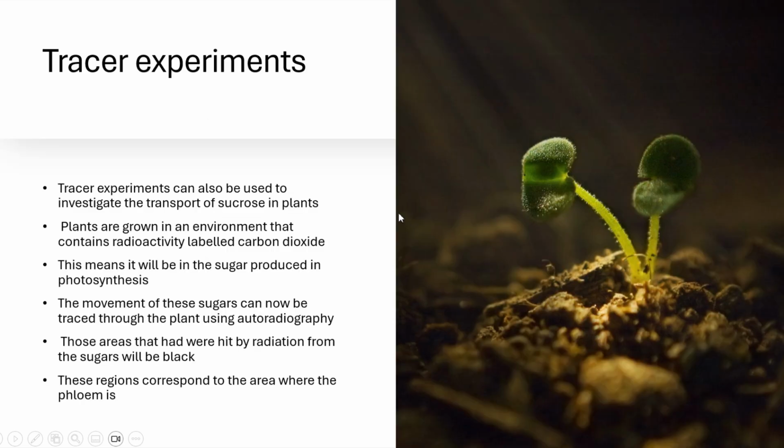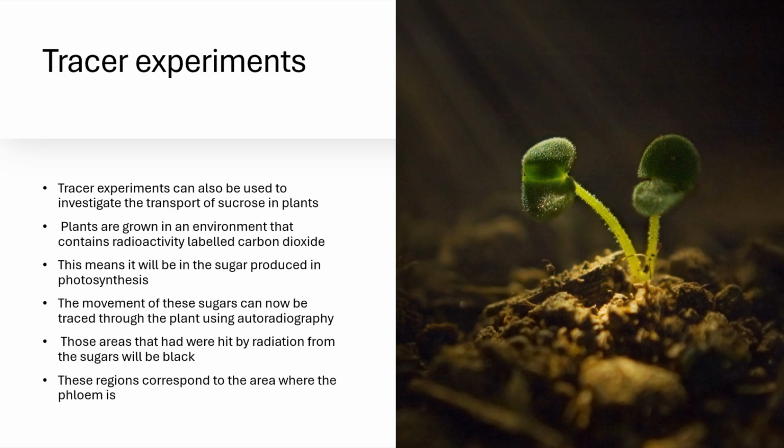You also have tracer experiments here. Tracer means there's something radioactive in it. Tracer experiments can be used to investigate the transport of sucrose in plants. Plants are grown in an environment that contains radioactively labeled carbon dioxide. CO2 is needed to make sugar, to make sucrose. So in photosynthesis, if the CO2 is radioactive, the sugar produced will be radioactive.